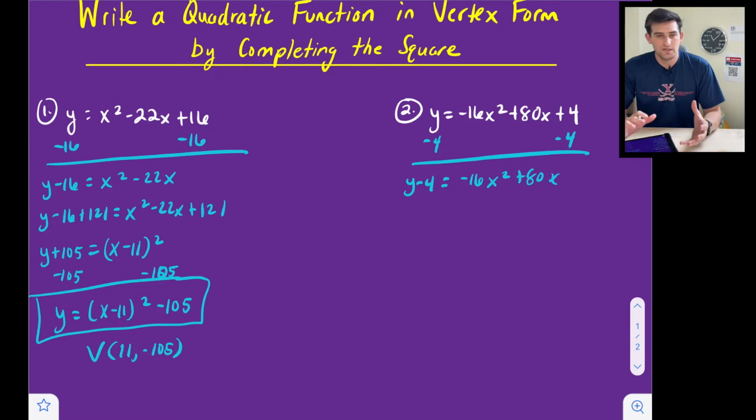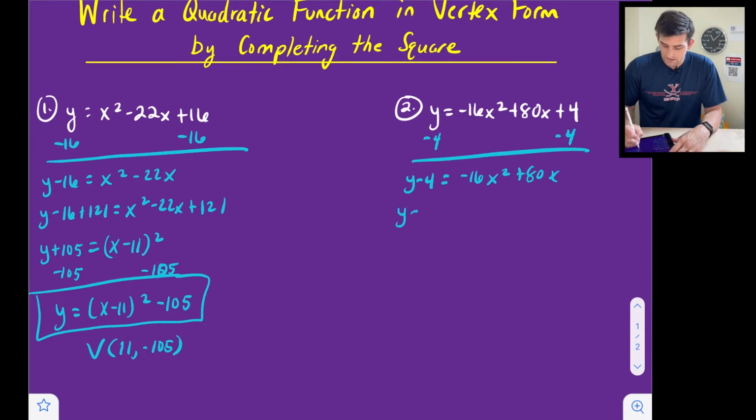Now what we did previously in a previous video on how to complete the square, if a wasn't 1, we divided both sides by the value of a. Well, in this case, we don't want to divide both sides by the value of a. Let's just factor a out. So the left side is going to stay the same, y minus 4. But now let's factor out this negative 16. So we have x squared minus 5x.